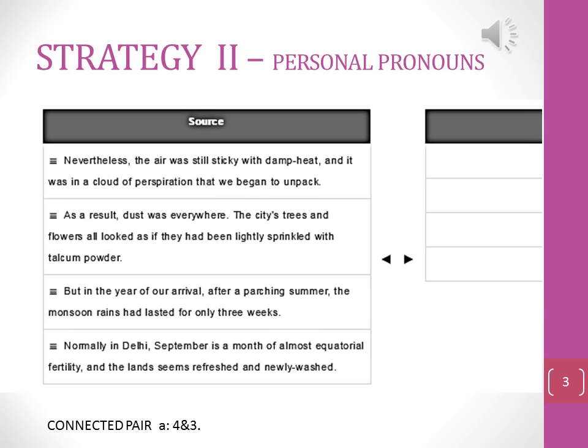So 4 and 3 we've put aside. The other thing that I said was nevertheless. So let's try to find out. Nevertheless, the air was still sticky, but in this scenario, the previous sentence will say something which proves that the air was not sticky or damp, right? Because it's a contrasting word. Dust was everywhere. The city's trees and flowers all looked as if they had been lightly sprinkled with talcum powder. If there's dust everywhere, that means the air is dry, right? So in a way this sentence can go with nevertheless. We also have another clue, over there, that we can look at and confirm our hunch.